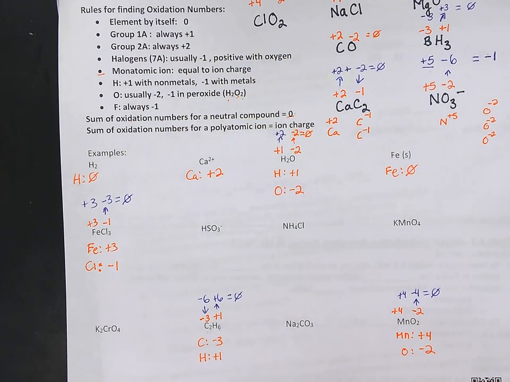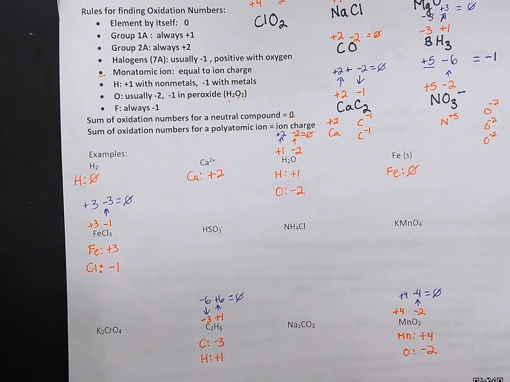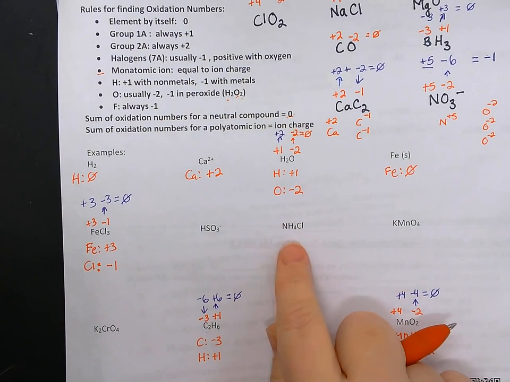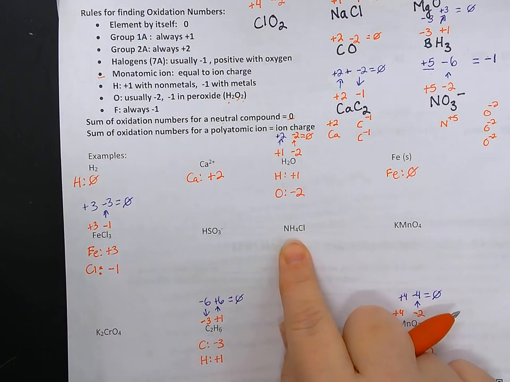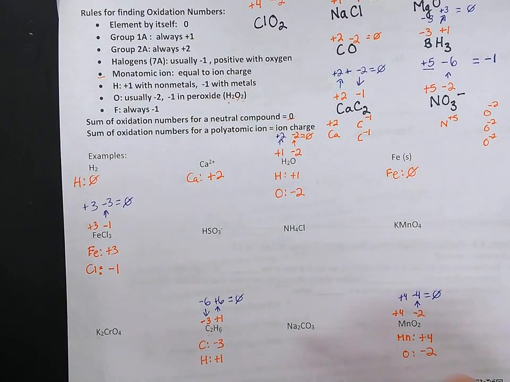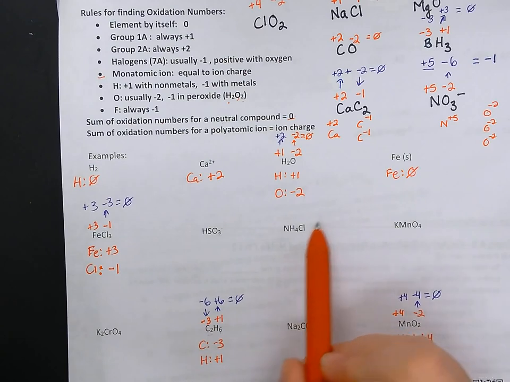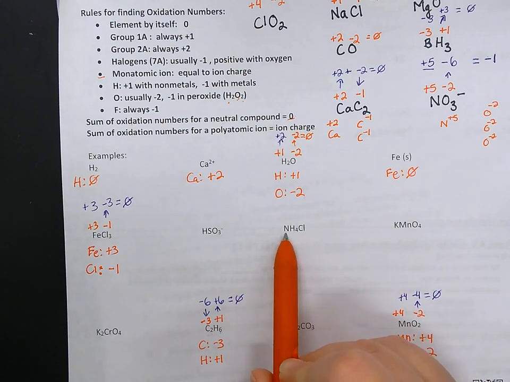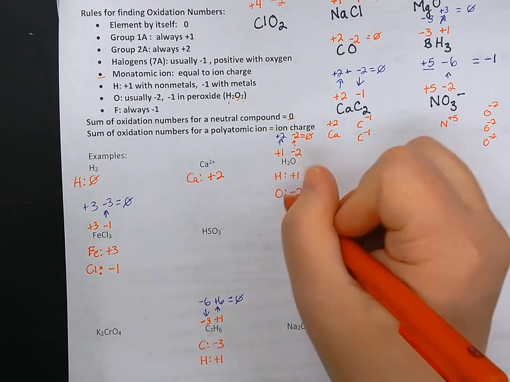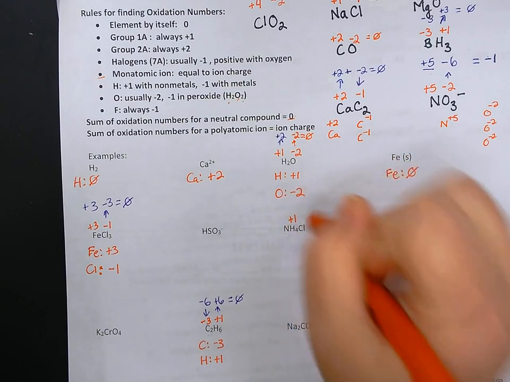Okay, now let's look at some that have more than 1 element. I'm going to start with this NH4Cl just to kind of ease us into this. So nitrogen doesn't have a rule. Hydrogen does. It's positive 1 with nonmetals. Both of these are nonmetals.